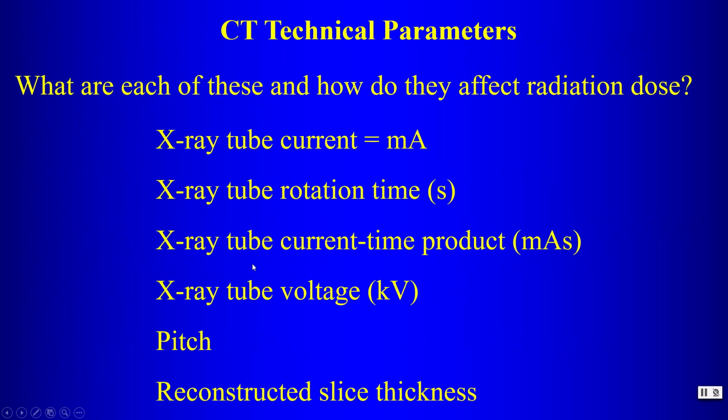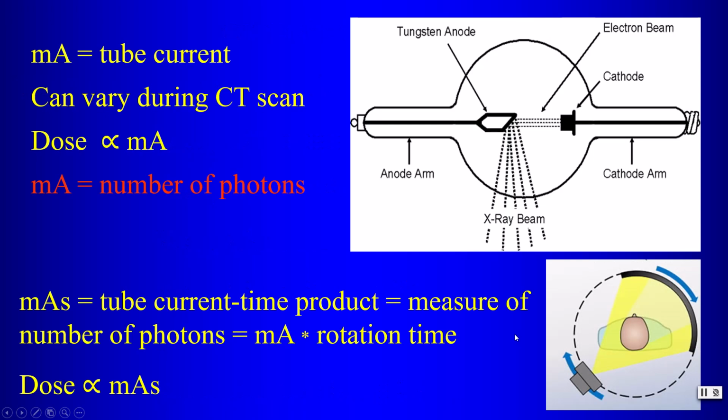All right, so let's move on to CT technical parameters. These are all parameters that we need to be familiar with, and we need to know how these affect the radiation dose. The X-ray tube current itself is measured in mA. The X-ray tube rotation time is measured in seconds. The product of those gives you the X-ray tube current-time product, which is the mAs. There's the X-ray tube voltage measured in kV. There's the pitch, and we also have the reconstructed slice thickness.